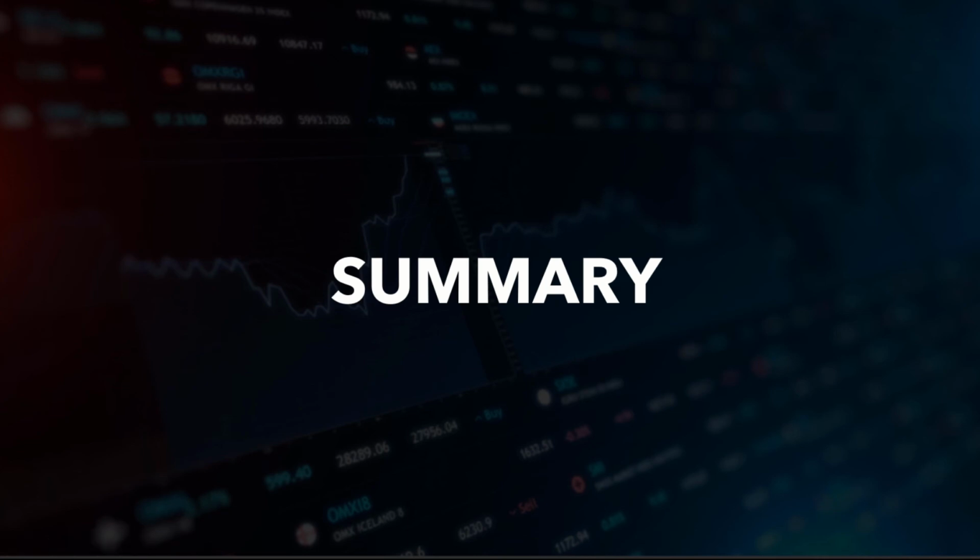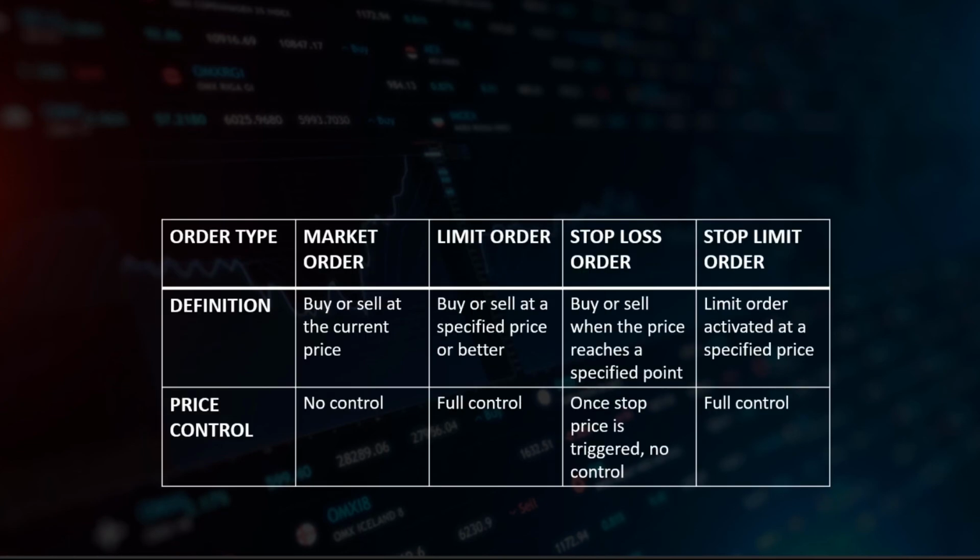Okay, so let's look at the summary. If you are putting in a market order, you are telling the brokerage to buy or sell the stock at the current price, and you have no control over the price. If you're putting in a limit order, you're telling the brokerage to buy or sell at the price you specified or better, and you have full control over the price. Does not guarantee execution, but you do have full control over the price.